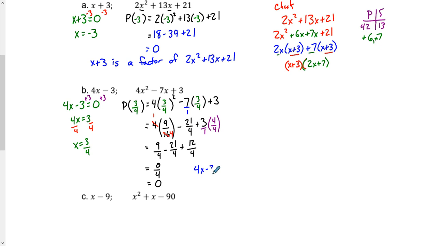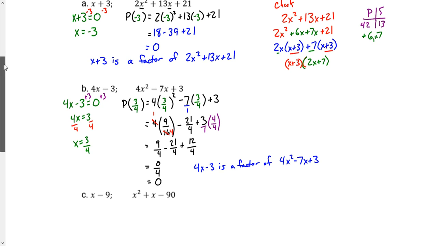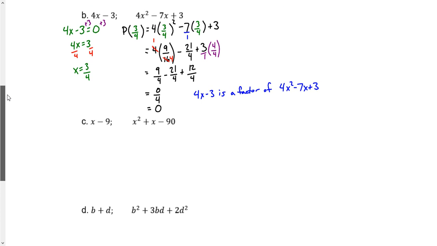Meaning 4x minus 3 is a factor of 4x squared minus 7x plus 3. We could factor this, and we'd see that this is one of our factors. Should work out, if I'm doing my math correctly, that the other factor is probably x plus 1. Or x minus 1. Yeah. Alrighty. 2 more.